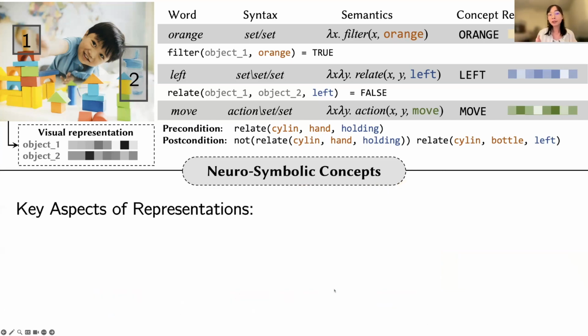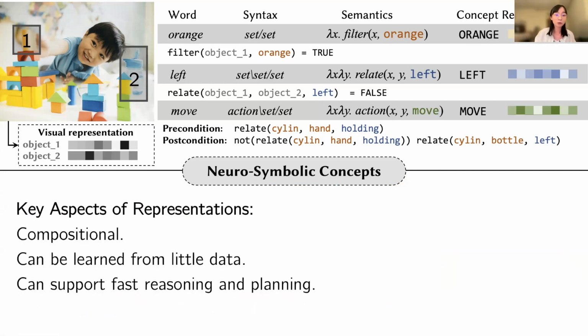But before we talk about the actual algorithm, I'm going to quickly revisit some of the key aspects of the neurosymbolic representation we're going to learn. First of all, we want to make sure that they are compositional. Second, we want to make sure that those representations can be learned from relatively little data. And third, we want to make sure these representations support fast reasoning and planning.